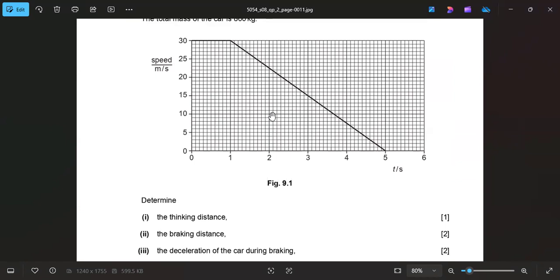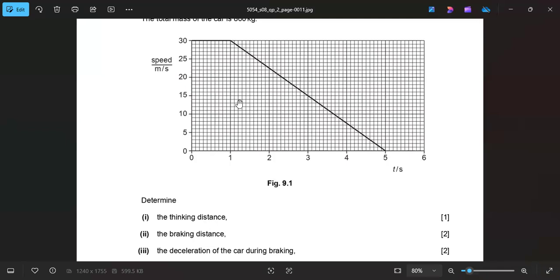So the thinking distance. When the driver is at 0 seconds, the speed is 30. So until 1 second, he decides to stop. He thinks about stopping, and at 1 second he applies the brake. So the distance is calculated in speed time graphs using the area under the curve. So you will be calculating just the area of this rectangle, and this will be 30 multiply 1. So it will be 30 meters.